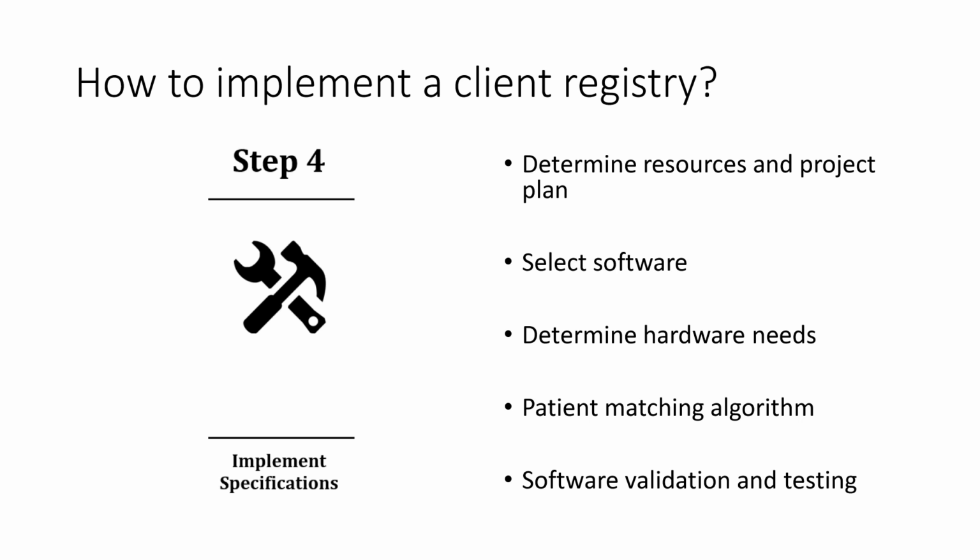So step 4, implement specification. In this step, we should determine resources and project plan. The resource plan and project plans need to address the following types of activities. So what are these activities? First, this can be selecting, procuring, installing, and configuring software and hardware.